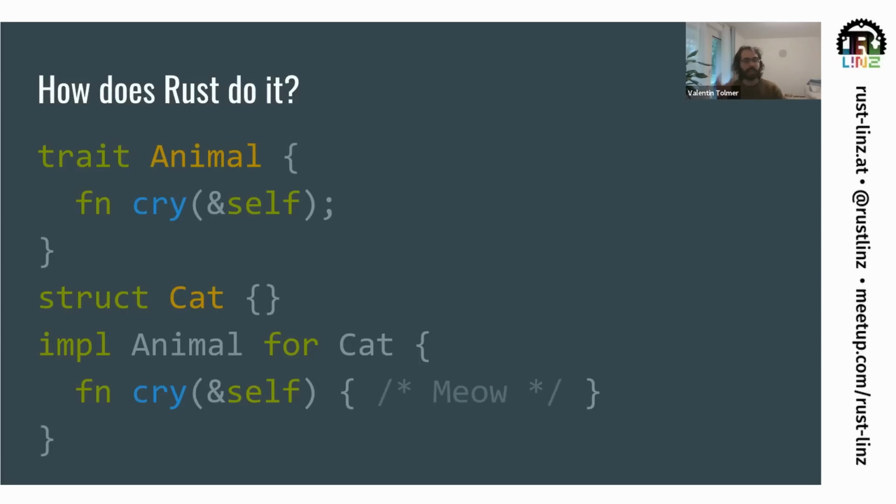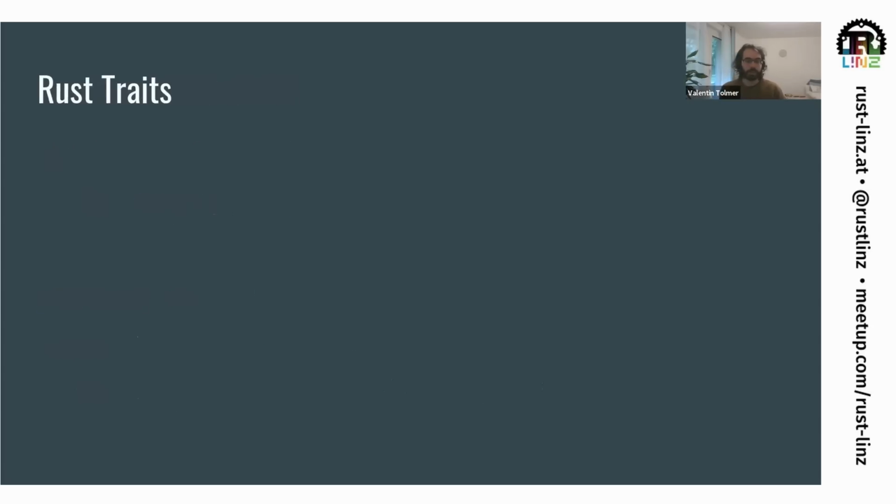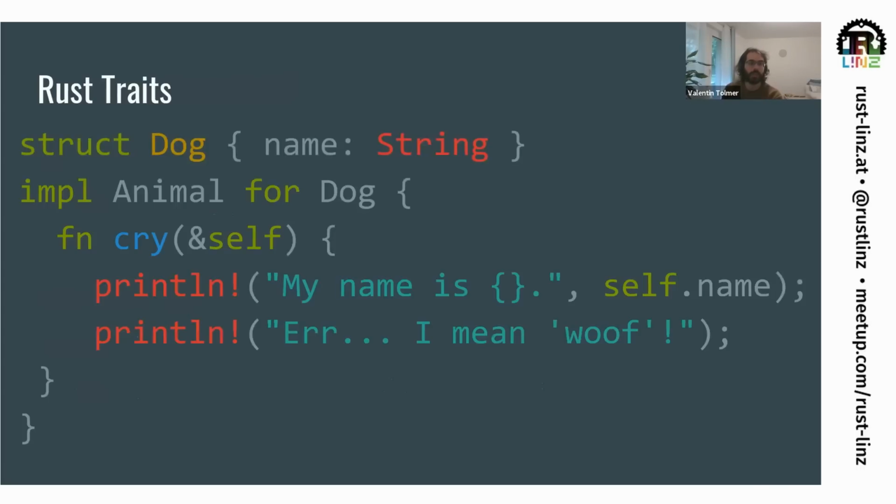And since Animal requires you to explicitly define the method cry, we have to say, well, cry for Cat does this. So another example, if we have a struct Dog that has a name, then if we implement Animal for Dog, we can have a different implementation. Say, "My name is, Woof." And that's how a dog will cry.